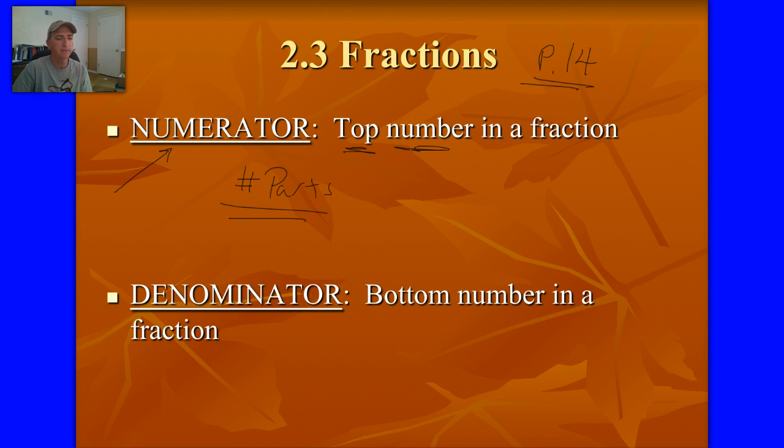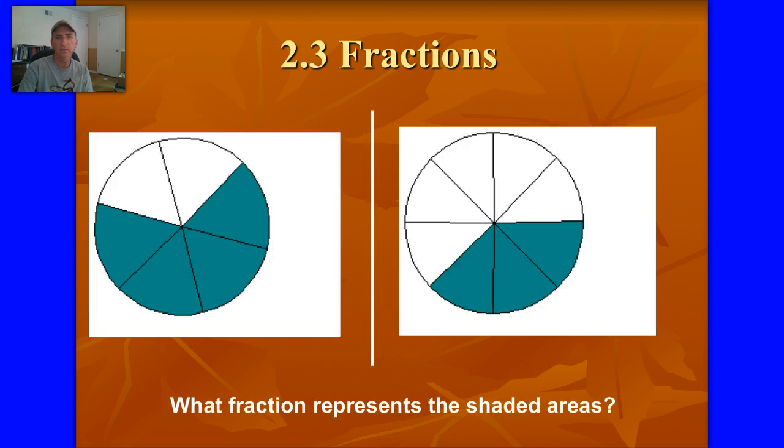The denominator, that's the bottom number. Denominator, that's the number of parts that it takes to make one whole of whatever it is you're talking about. So in a fraction, you're comparing parts to wholes. That's what a fraction is. If you forgot what it means, that's the definition of those words, and you'll need to learn those.